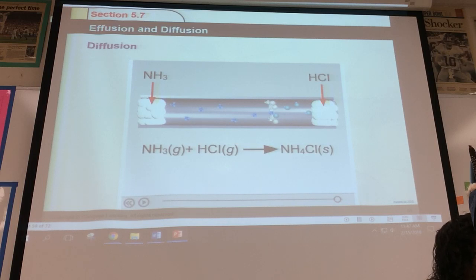Why is it closer to this end than this end? The hydrogen chloride has a heavier molar mass. Greater molar mass, for sure. This is going to be about 36.5, and this is about 17. So if they finish dead center, they would have the same molar mass. And if they finish closer to one than the other, then that one has the greater molar mass. Good.